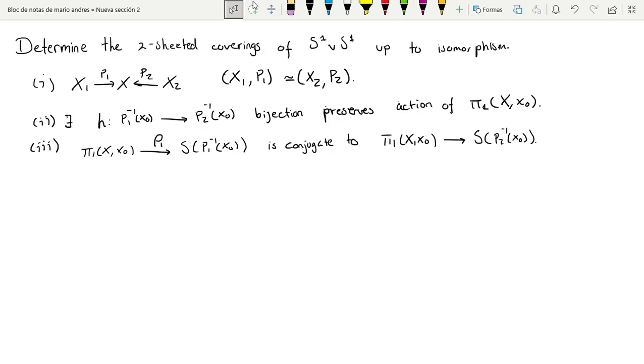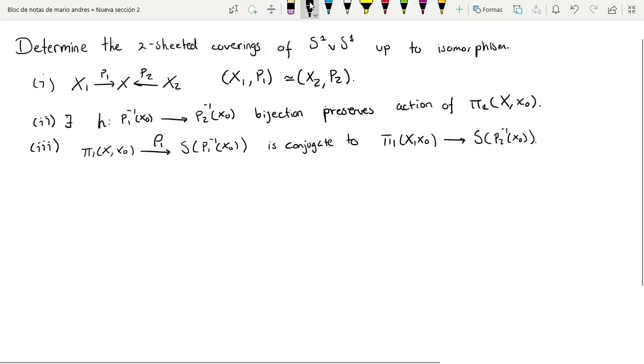Beautiful people. So let's solve this problem. We are given the wedge product of two circles, and we are asked to determine the number of two-sheeted coverings of this space up to isomorphism of coverings. So let's proceed with the solution.